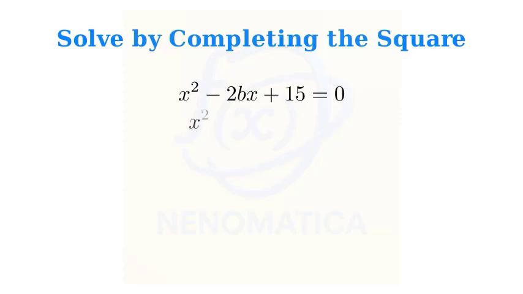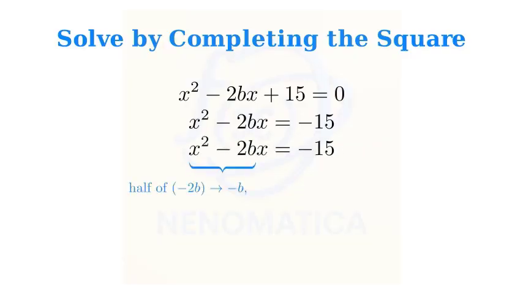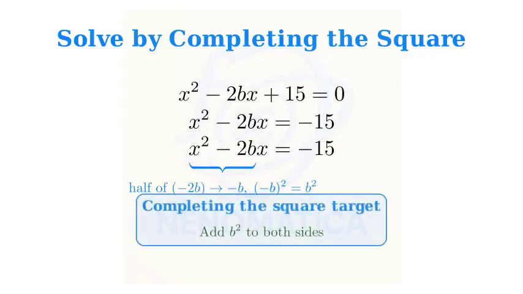Step 1. Move the constant term to the other side. That isolates the quadratic and linear parts together on the left. Step 2. To complete the square, look at the x coefficient. The coefficient of x is negative 2b. Half of that is negative b, and when you square negative b, you get b squared. That is exactly the term we must add to both sides.